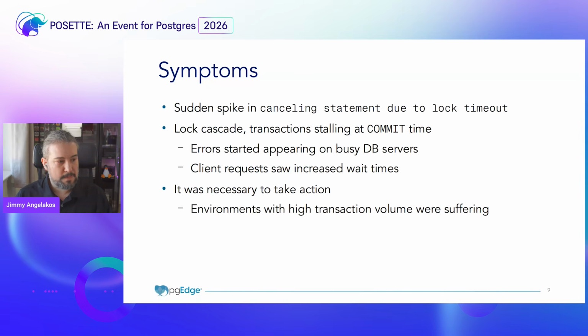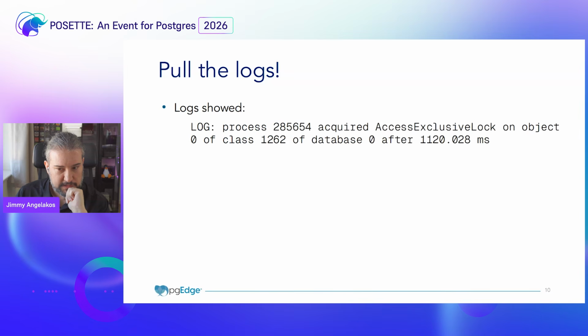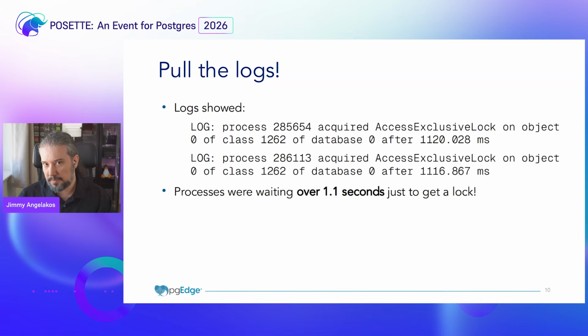So pull the logs. What did the logs show? The logs showed things like process this acquired access exclusive lock on object 0 of class 1262 of database 0 after 1100 milliseconds. And then another log line and another and another. So they looked exactly like this, the errors that we saw in the log. So the processes were waiting over 1.1 seconds at that point just to obtain a lock.